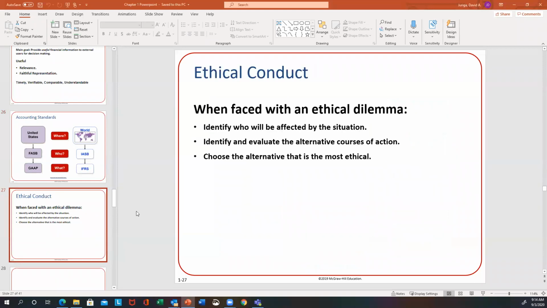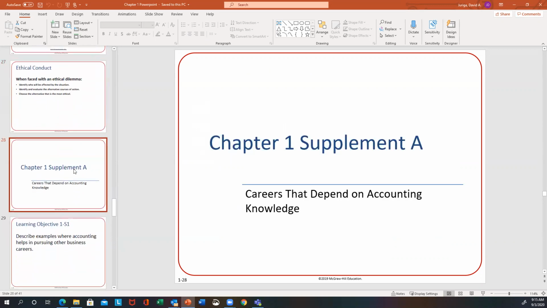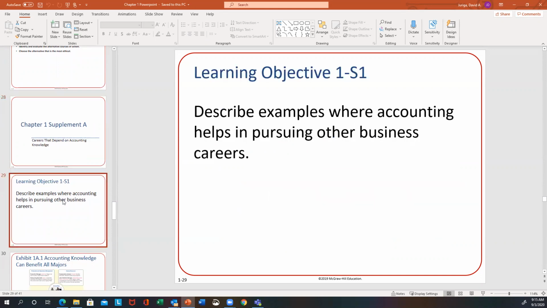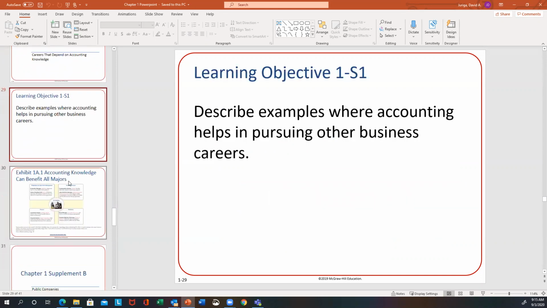The next thing, again, in this chapter, look at ethics. There's a little section about ethical conduct. Again, identifying the situation, evaluating courses of action, and of course, choosing what's the most ethical. All right, accounting careers. You've probably been through a lot of this from your applied accounting. There's a lot of different ways you can go.